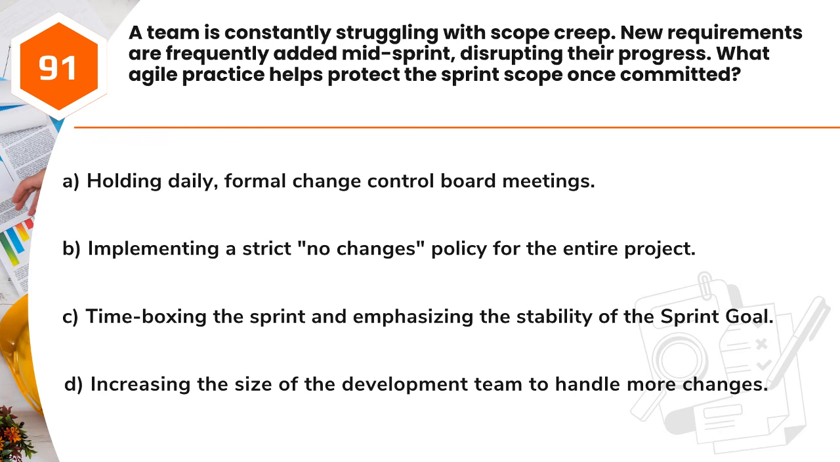Question 91. A team is constantly struggling with scope creep. New requirements are frequently added mid-sprint, disrupting their progress. What agile practice helps protect the sprint scope once committed? A. Holding daily, formal change control board meetings. B. Implementing a strict, no changes, policy for the entire project. C. Timeboxing the sprint and emphasizing the stability of the sprint goal. D. Increasing the size of the development team to handle more changes.